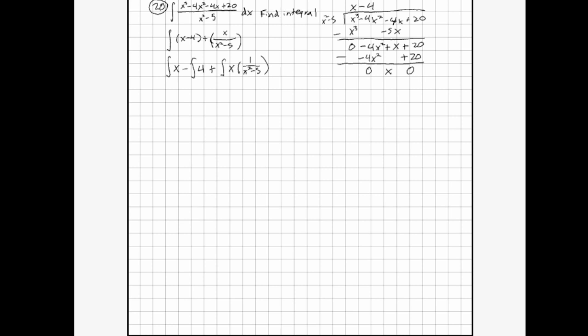So first I'm going to do this segment right here. So the first thing I need to do is for the x, I use the power rule. So this x is the first, so x to the first plus 1 is 2, and I put that number in the denominator. So it's x squared over 2. And then for 4, the integral of 4 is 4x, using the constant rule. So it's minus 4x. And now I come over and do this segment right here.